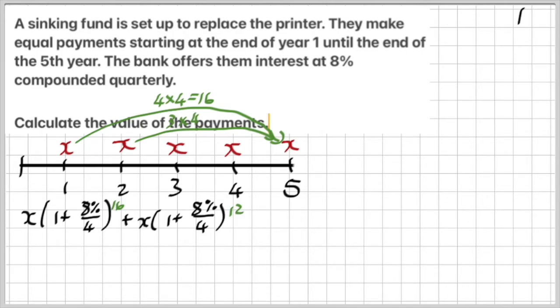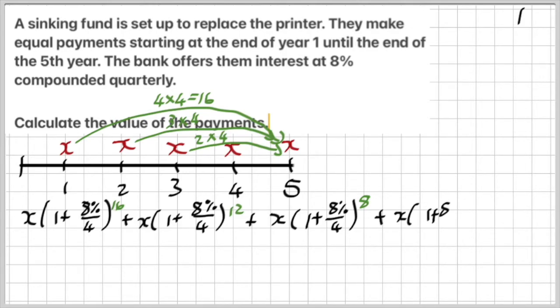Then I'm going to take that second X, also at 8% interest, but now for 3 years. So this means for 12 quarters. Then I'm going to take the next X, also at 8% interest, but now for 2 years. Quarterly for 8 quarters. Then I'm going to take that second last X for 1 year worth of interest, so in other words 4 quarters.